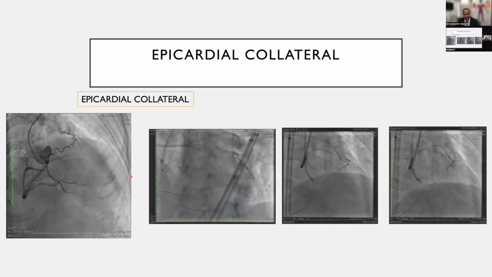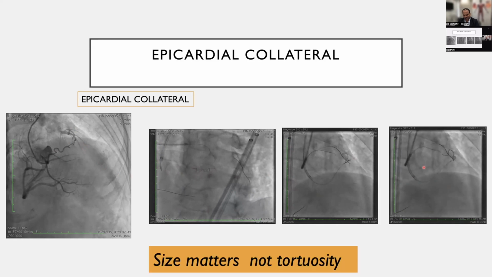So if you have a good size, the wires which we have right now, like CO03 wire, you can see how this wire goes across these kind of loops, and how easily you can reach your recipient vessel without much difficulty. So size matters, not tortuosity, in epicardial collateral.